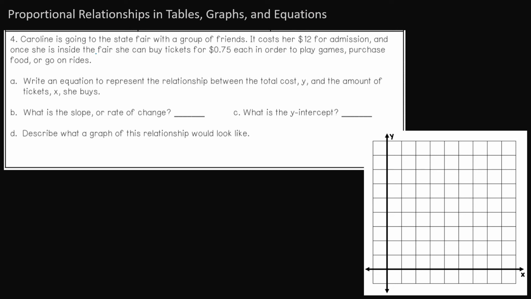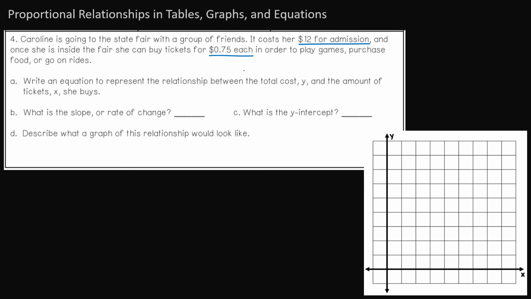So in this problem, Caroline is going to the state fair with a group of friends. It costs her $12 for admission, and once she's inside the fair, she can buy tickets for 75 cents each in order to play games, purchase food, or go on rides. So, two values that are pretty important for me to notice here are the $12 for admission and the 75 cents each for tickets.